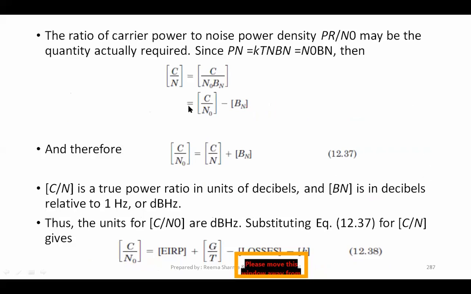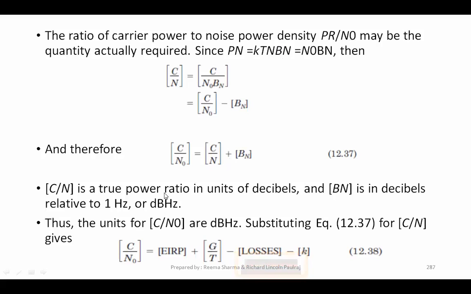So again, here we can split up things. Your carrier to noise ratio can be taken as C by N naught into Bn, right, which is nothing but your noise of the bandwidth. The ratio of carrier power to noise power density may be the quantity actually required. Since Pn is equal to K TS Bn, then we have this formula. Okay. So ultimately, what we are trying to do here is C by N naught is equal to C by N plus noise, which is existing in the full Bn.